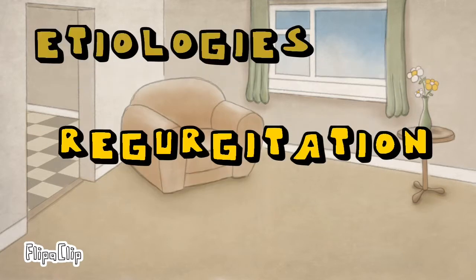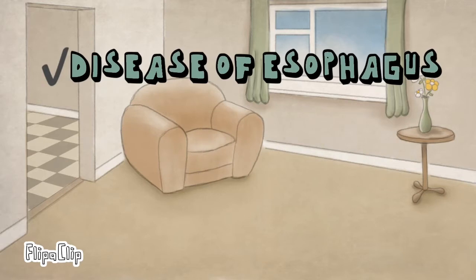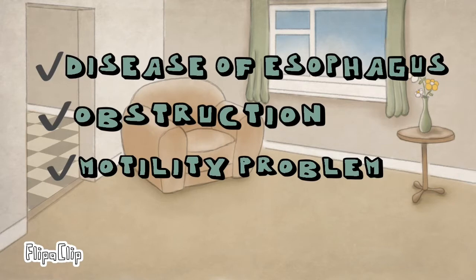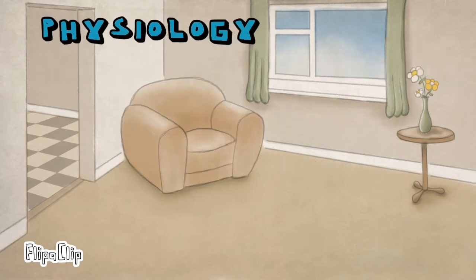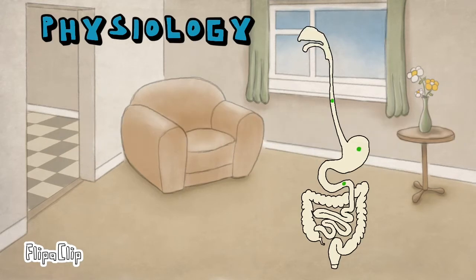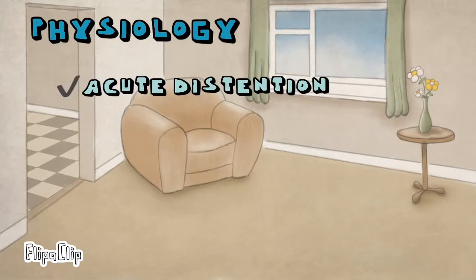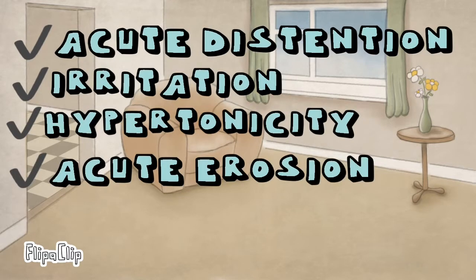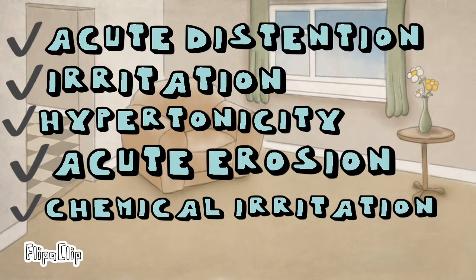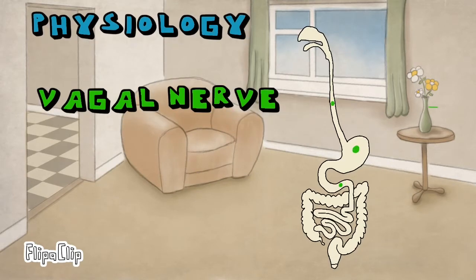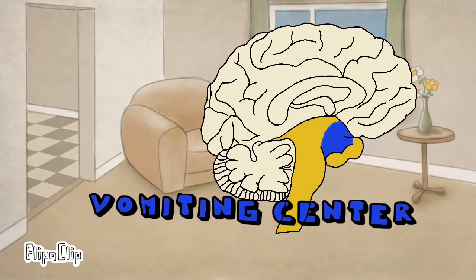On the other hand, regurgitation is caused by a disease of the esophagus and is either the result of an obstruction or a motility problem like esophagitis. How does vomiting work? The vomiting reflex begins with the stimulation of afferent receptors located in the visceral organs by acute distension, irritation of the small intestinal mucosa, hypertonicity, acute erosion, and chemical irritation. After stimulation, these afferent impulses travel through the vagus and sympathetic nerves to the vomiting centers located in the medulla.